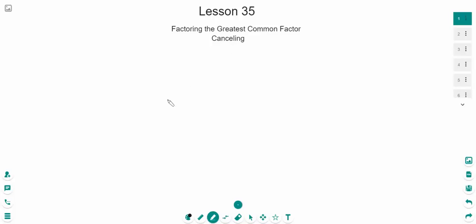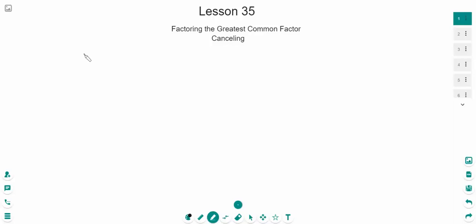So today we will be discussing factoring the greatest common factor, and then we'll move on and talk a little bit about canceling, which is kind of related. To begin with, let's talk about factoring the greatest common factor. And to start that conversation, we really need to go back to the distributive property.